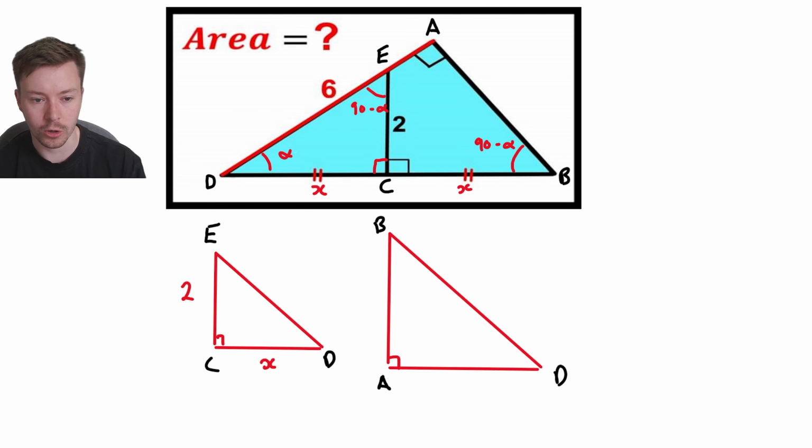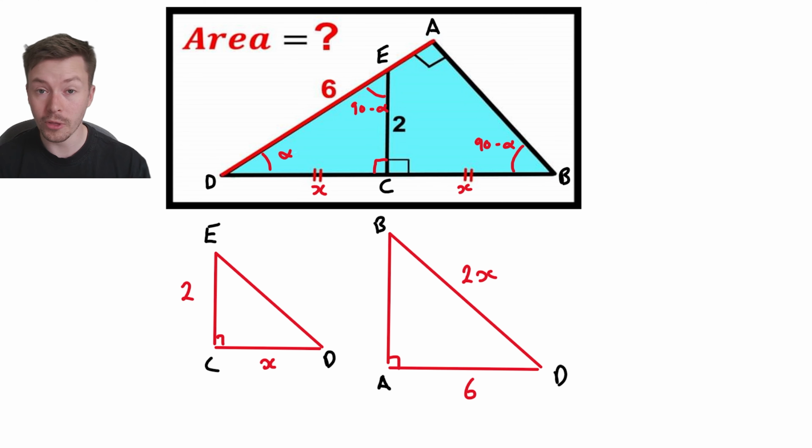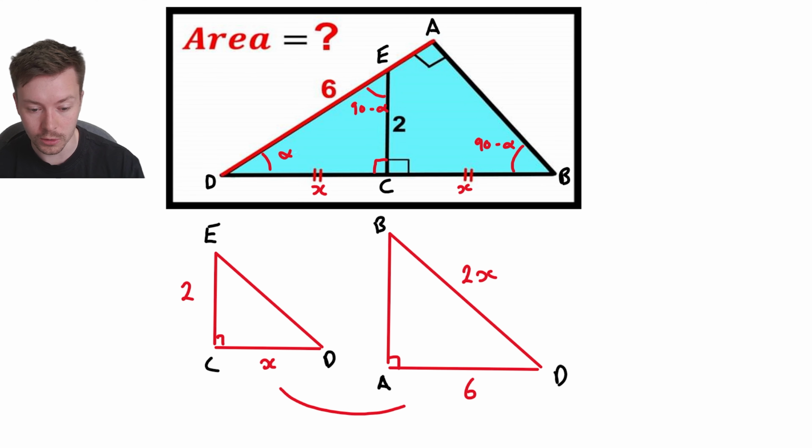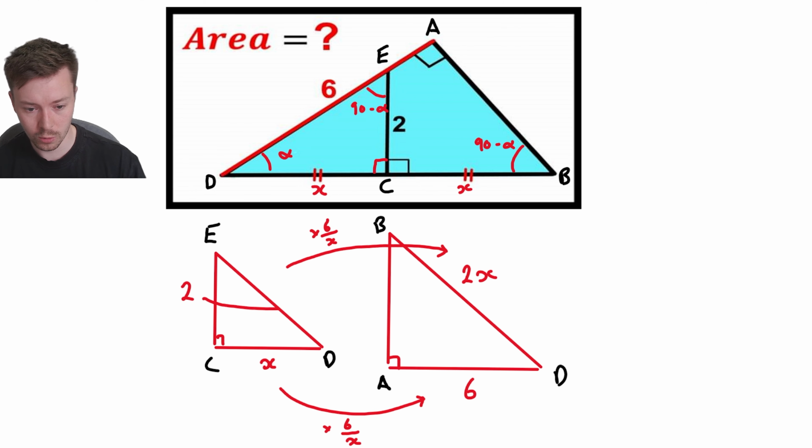Okay, so going to our larger triangle, AD is 6, and then AB we don't know, but B to D we know is 2X. Now from there, we can get a scale factor, which is important. So that scale factor is going to be times by 6 over X. I can now do that for every side that I've got. So this hypotenuse here to 2x is going to be times by 6 over x, and this 2 to this side is going to be again times by 6 over x.